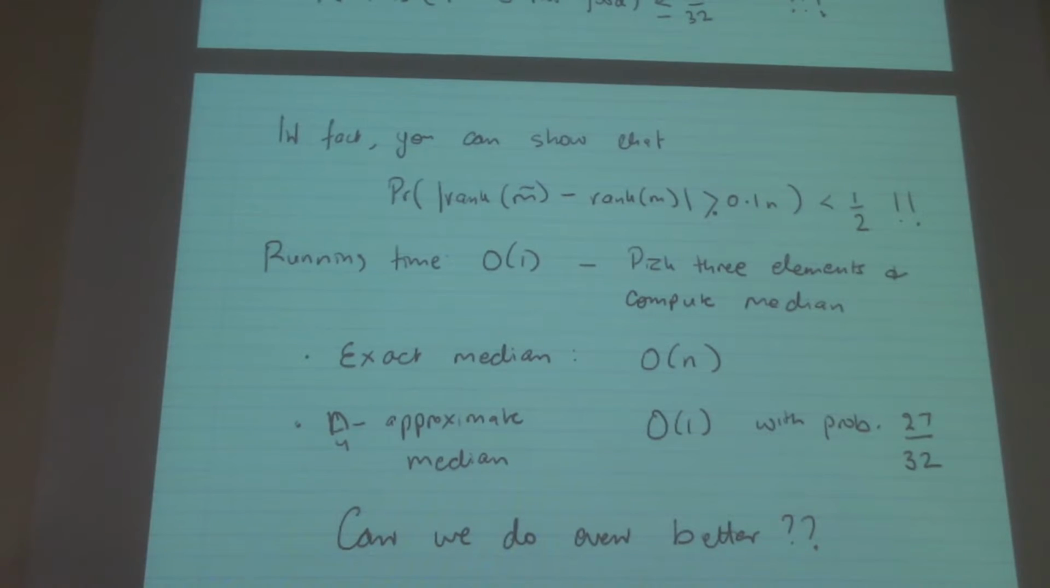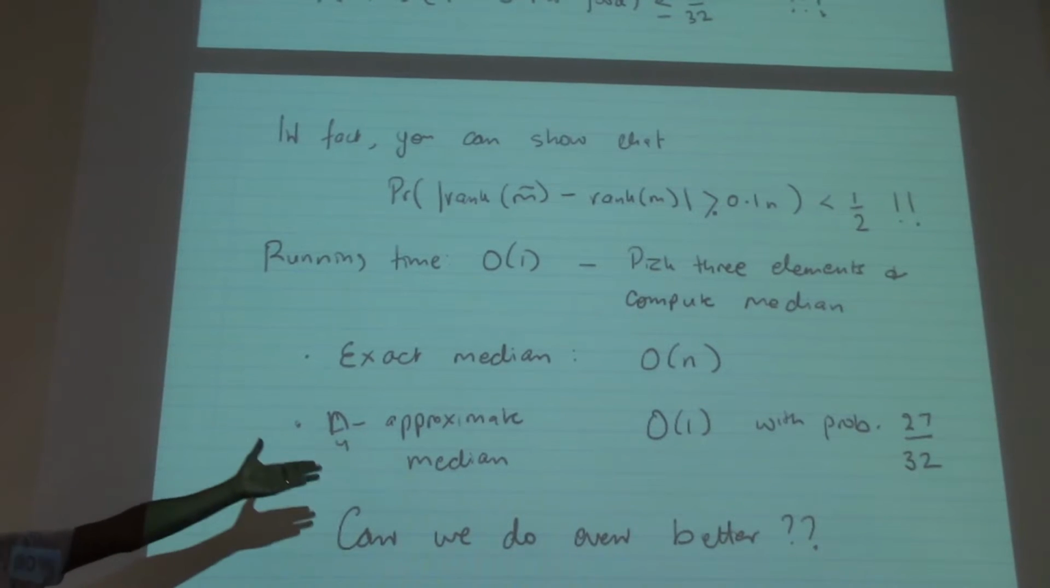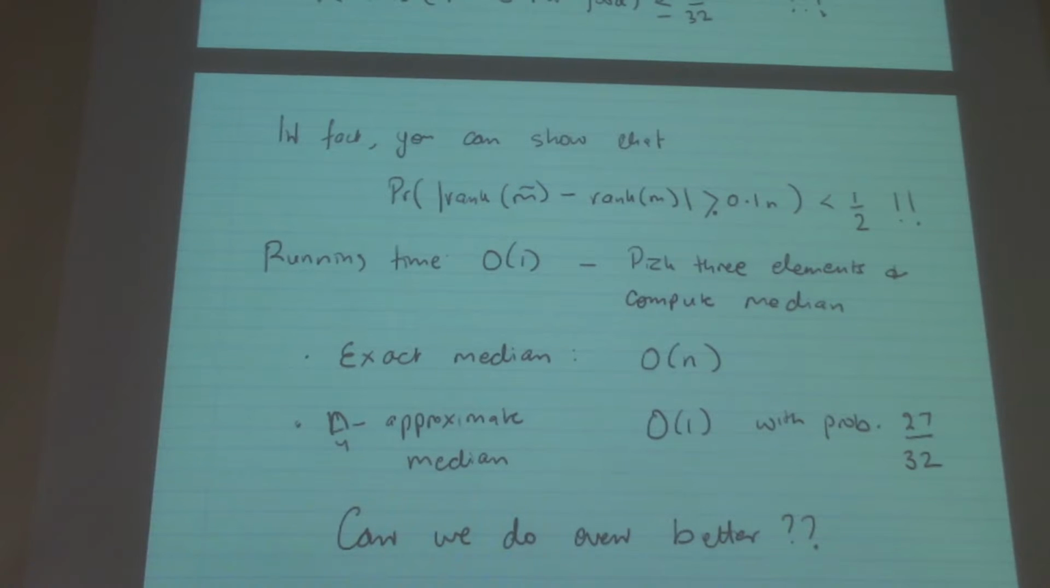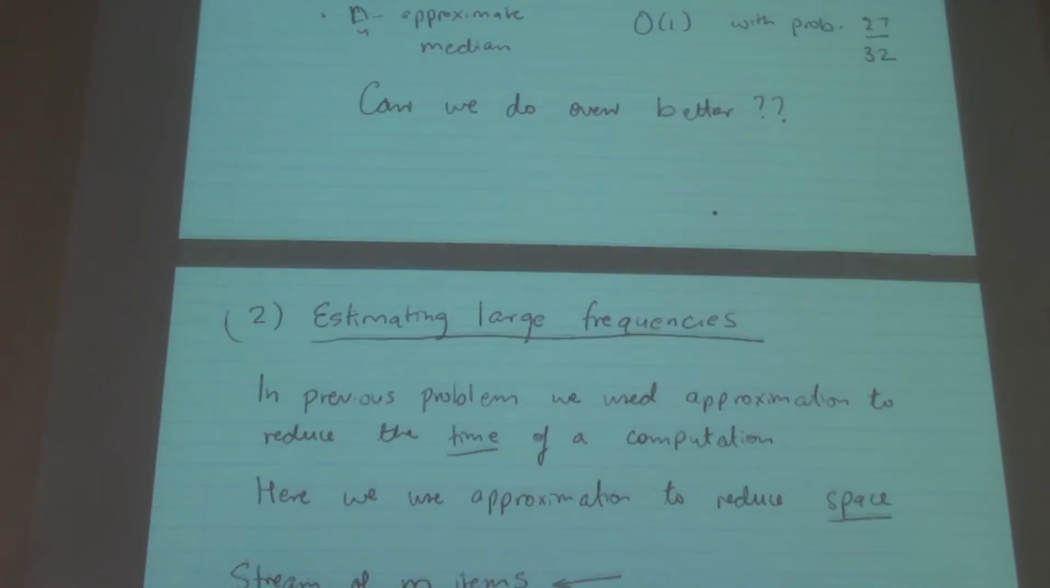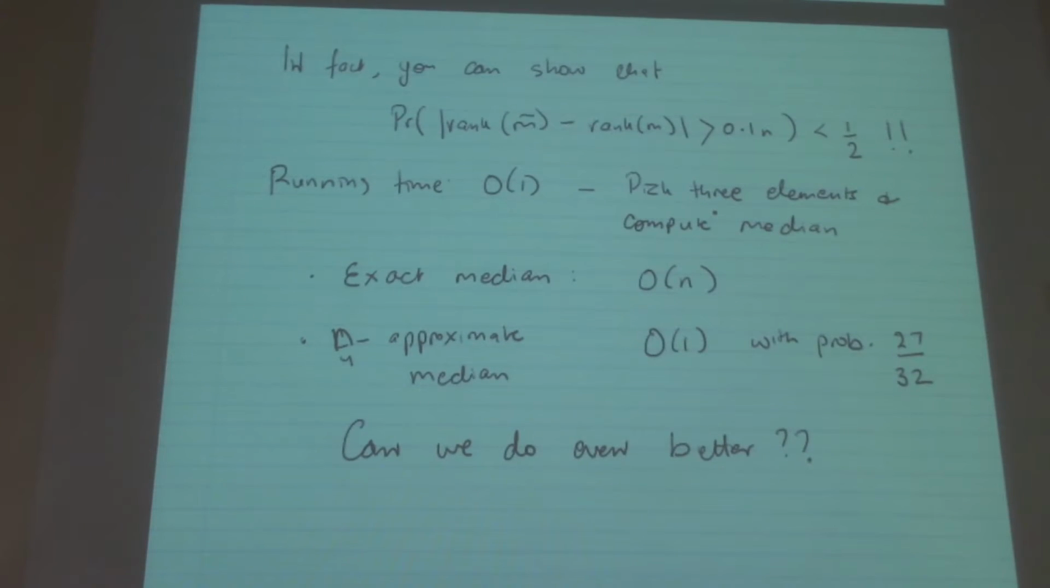So let's recap. If you have running time of O(1), you can pick 3 elements and compute the median. This compares to the exact median, which would be O(n). And like I said, the approximate median takes only constant time with probability 27 over 32. And you can do even better by taking more samples.